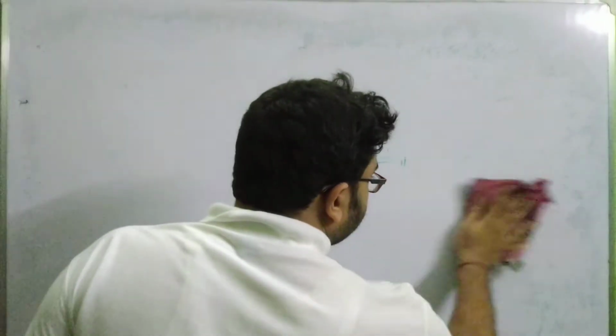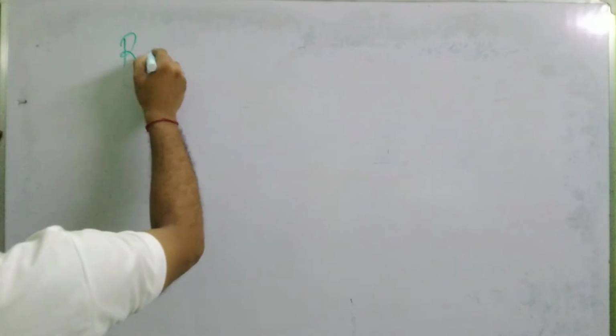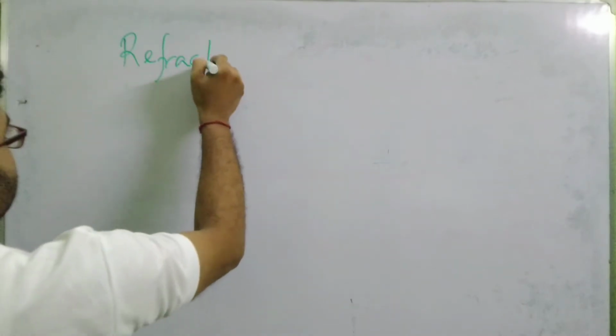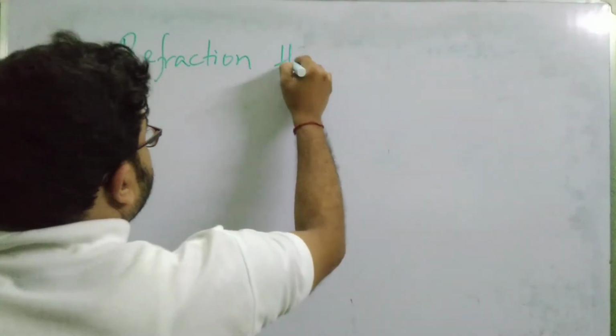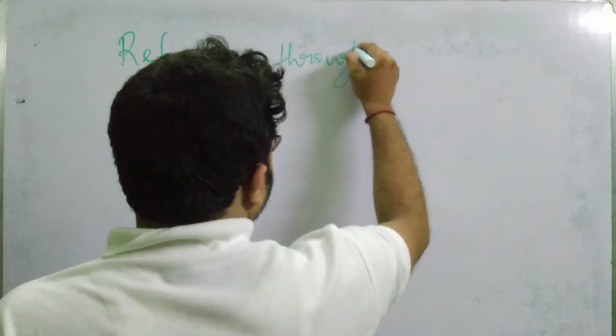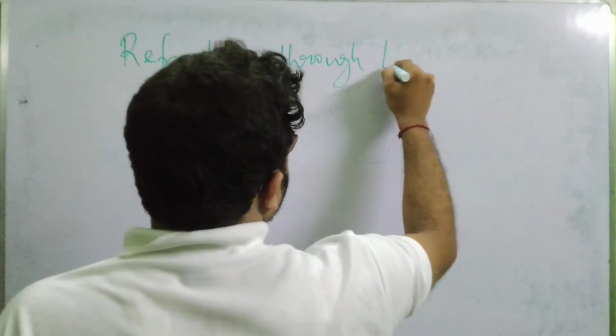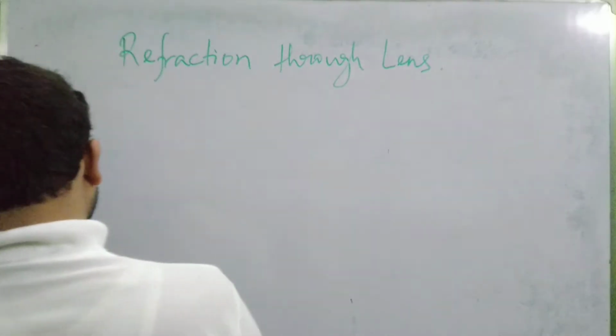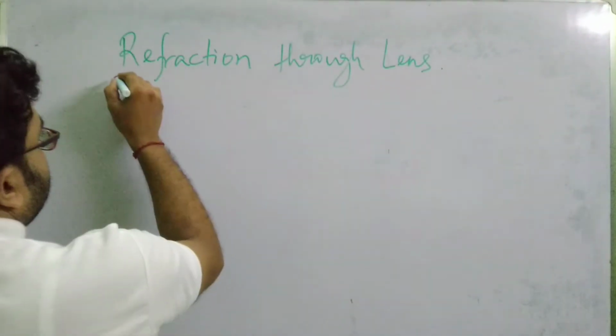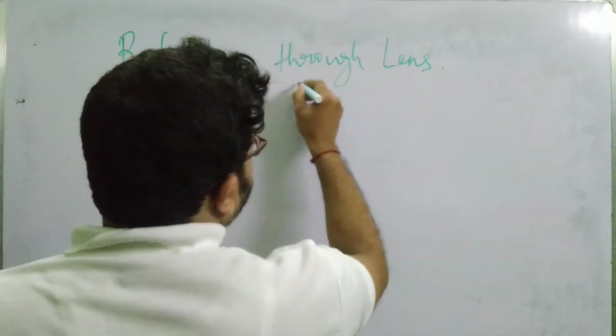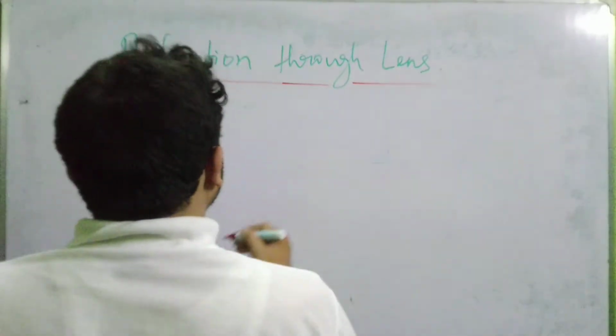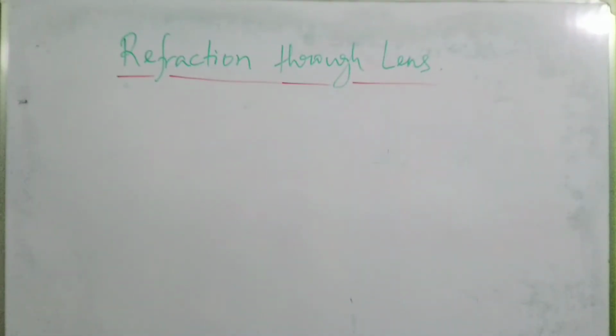Make a heading for the chapter name: Refraction through lens. So this is the chapter name. Fine. Now, before we talk about refraction, let us briefly recapitulate what a lens is.